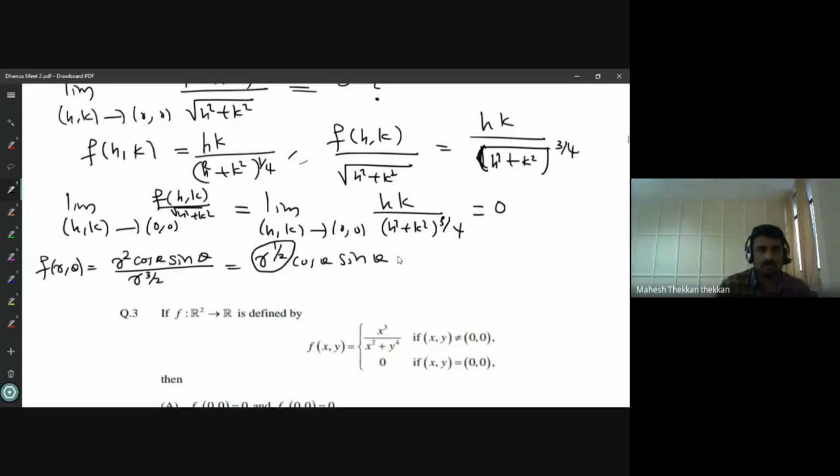Again, you can use the modulus; cos and sin are bounded by 1. Then you tend r to 0, so you will get 0 only. Because of that, you got 0 here.